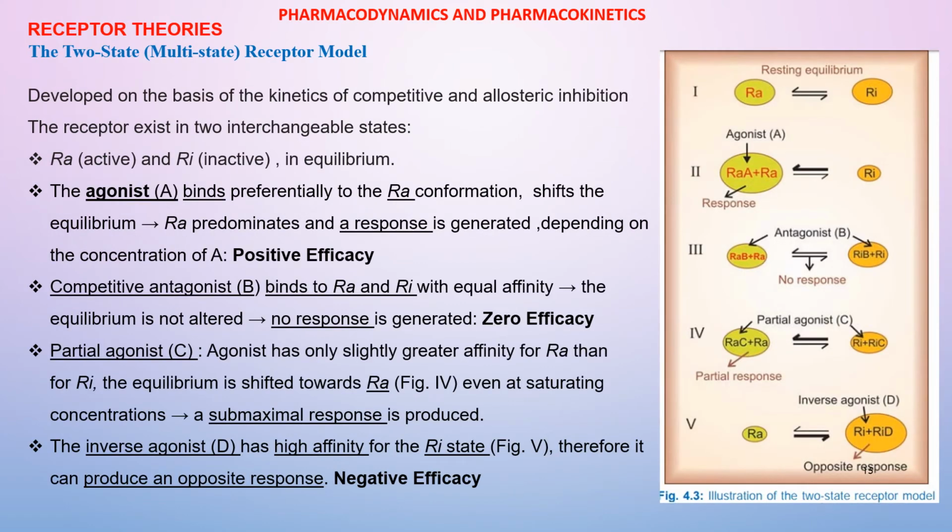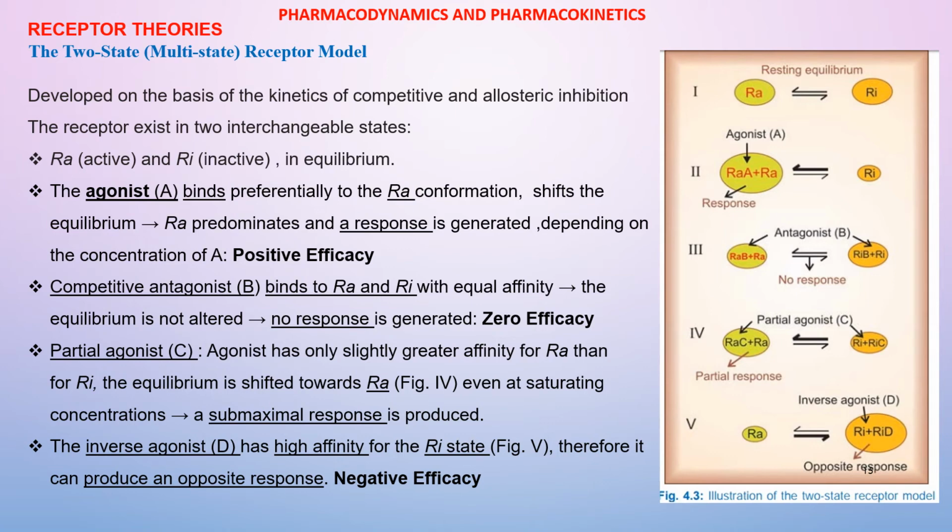Next, the two-state receptor model. It is based on the kinetics of competitive and allosteric inhibition. According to this theory, the receptor exists in two interchangeable states in equilibrium, the active, that is Ra, and the inactive, Ri. The binding of the drug to the receptor alters the equilibrium and correspondingly the response is made.